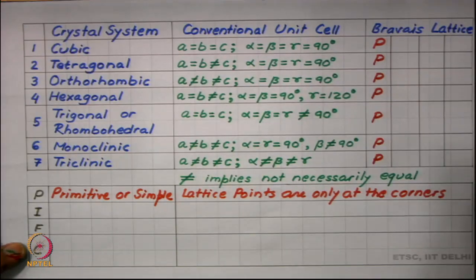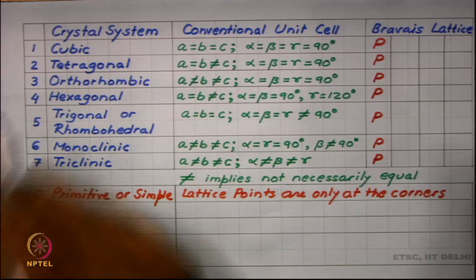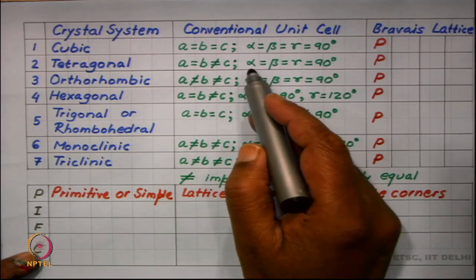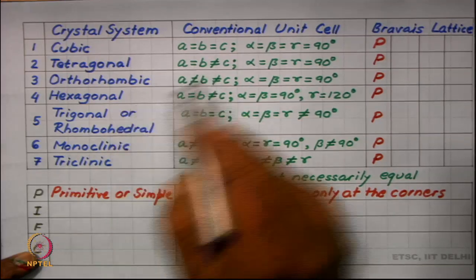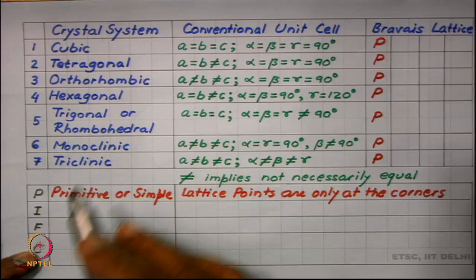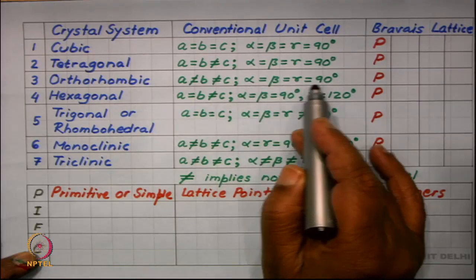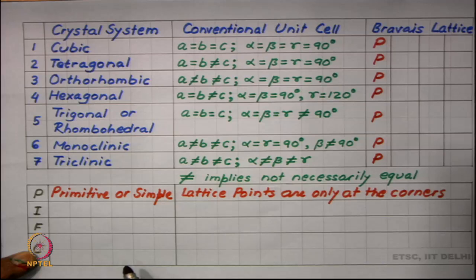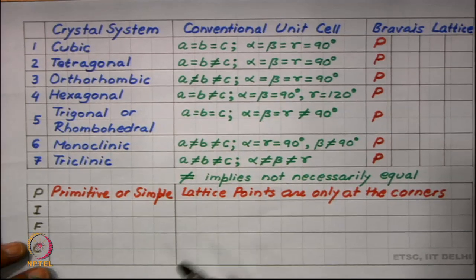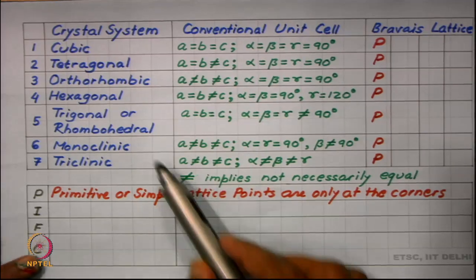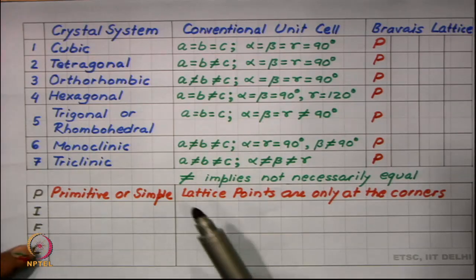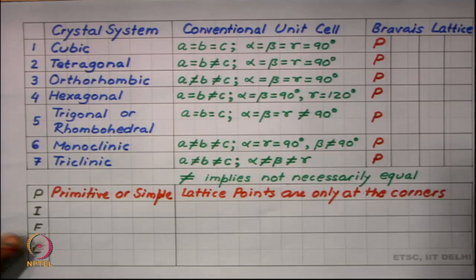The tetragonal system has a conventional unit cell which is almost like a cube: all angles are equal to 90 degrees, two sides are equal, but the third side is not equal. Orthorhombic also has all axes mutually orthogonal, all angles 90 degrees, but none of the three sides are equal. Similar relationships are given here for all other systems. You do not really have to worry about memorizing all this in one go, but gradually you will become familiar, and in case you do not remember, you can always look it up in some book.